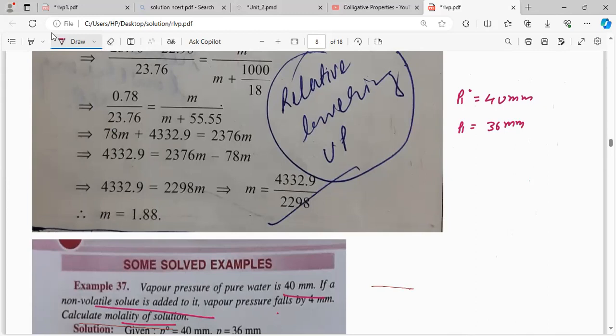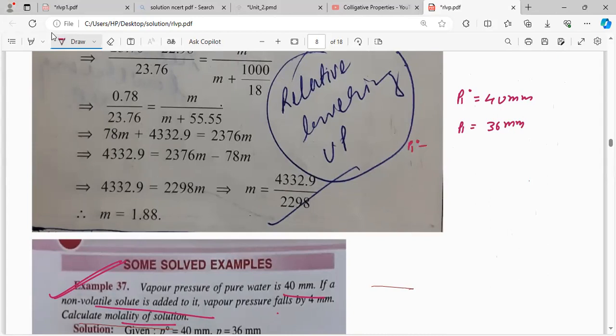Molality. Can you do this one? The last question was the same. This much tough a problem will not come. This is a NEET type or JEE problem. But should I do this one? Yes, sir, you do. Okay, if you are saying, then I have to do.